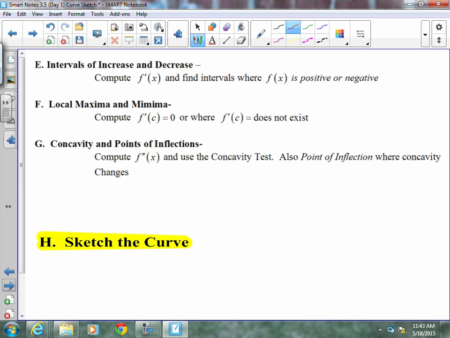Intervals of increasing and decreasing. Find the derivative. Make your number line. Local max and mins. Look at your number line. See where it goes from positive to negative for local maxes and negative to positive for local mins. Concavity. Find the second derivative and make a number line. Also, think about points of inflection. So, finally, we sketch the curve. So, let's try one together.